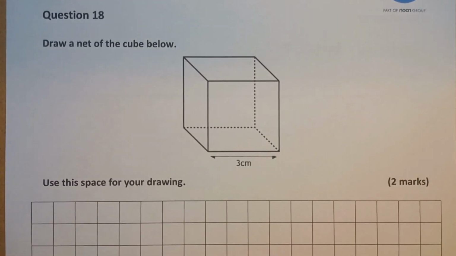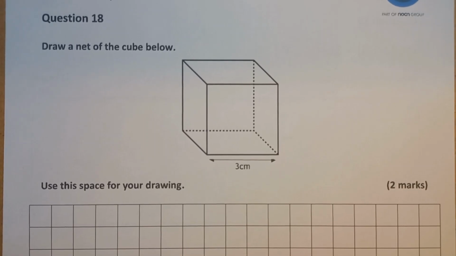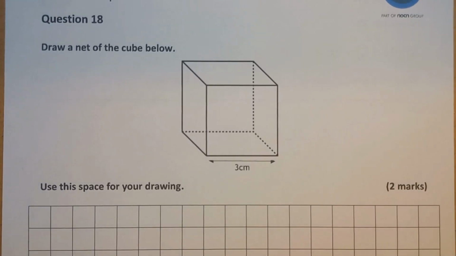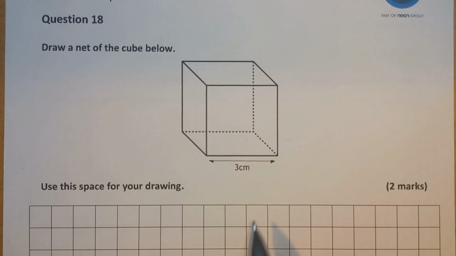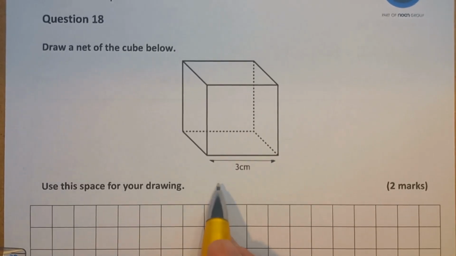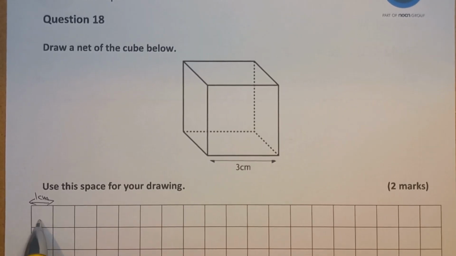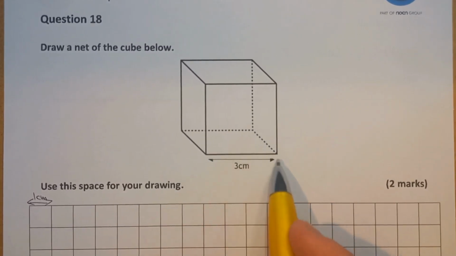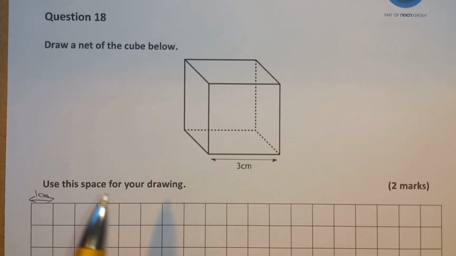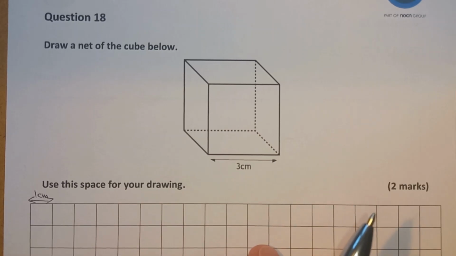Question 18. Draw a net of the cube below. Use this space for your drawing. Okay, so each of these small squares is 1 centimetre. These big squares are 3 centimetres. So for each face of this cube on the graph paper, we're going to need 3 squares each way.